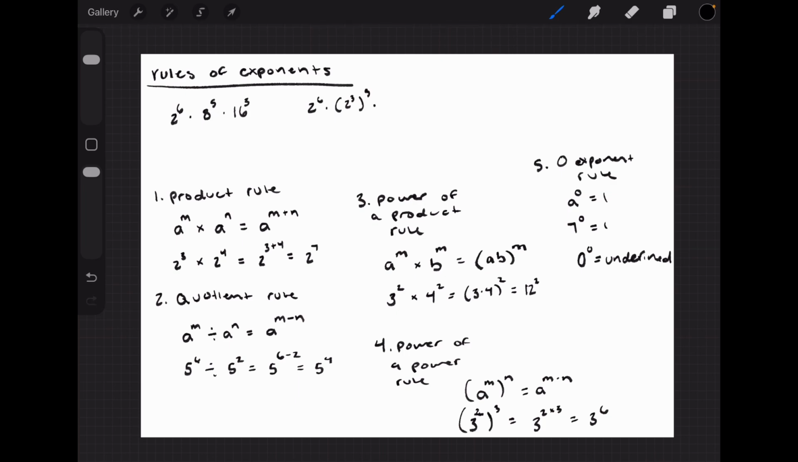And then we have to do the same thing for the 16. So you do 2 to the 4th power, which would give us 16. And then again, we need this exponent again. So we'll keep the 3 up here.